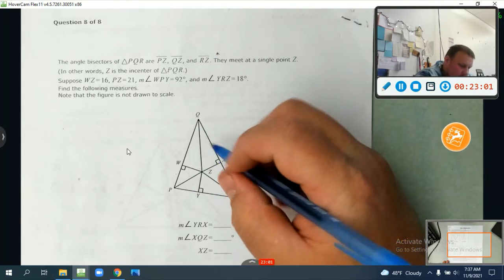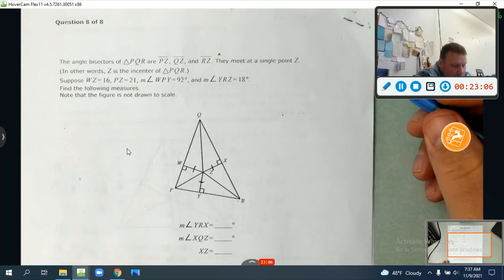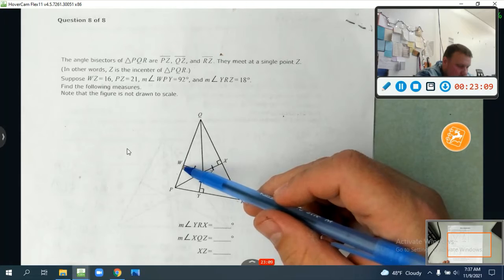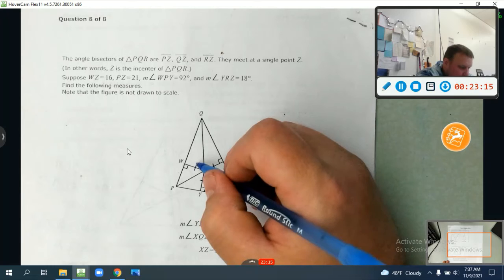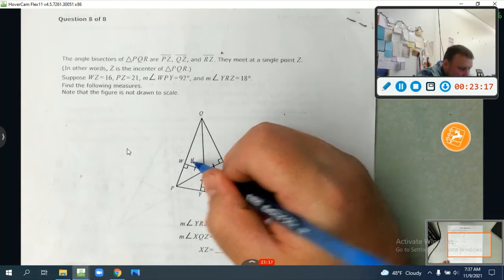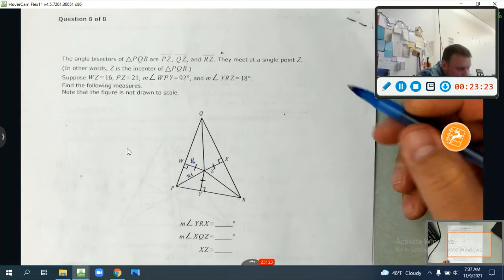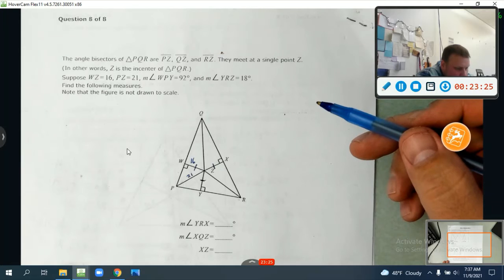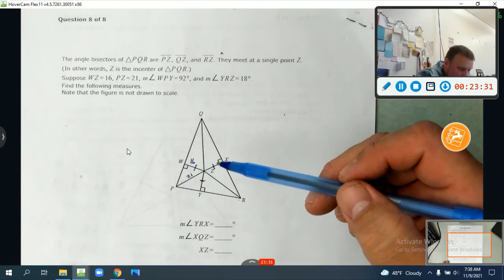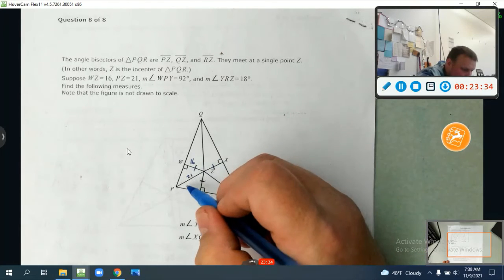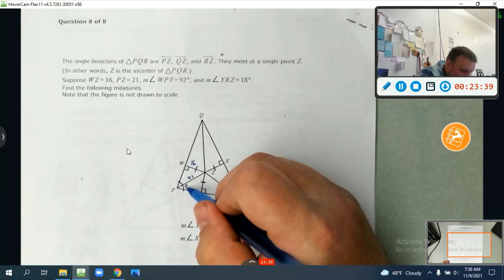If it's the incenter, then what do I know? I know that ZX, ZW, and ZY are the same length, and each of these distances meet over here at 90 degrees. Great. If WZ is 16, PZ is 21, so this is 21 right here, that hypotenuse. And the measure of angle P, or WPY, so this whole thing right here is 92 degrees.